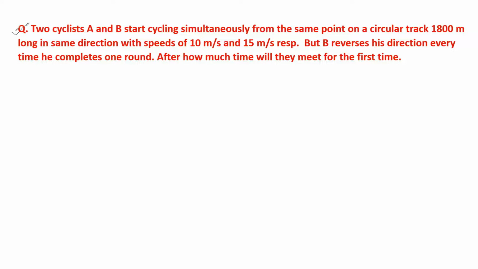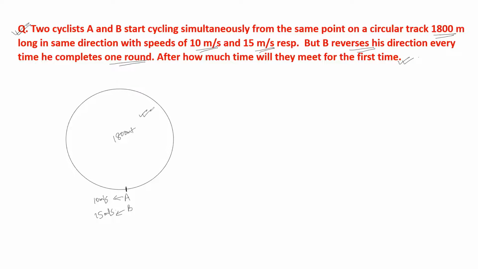Now, let us consider this question. Two cyclists A and B start cycling simultaneously from the same point on a circular track 1800 meter long in the same direction with speeds of 10 meter per second and 15 meter per second respectively. But B reverses his direction every time he completes one round. After how much time will they meet for the first time?